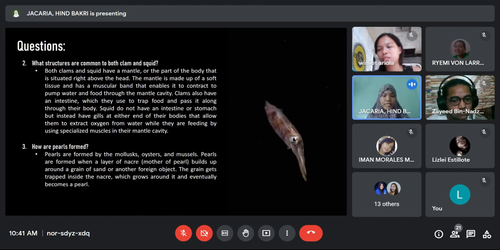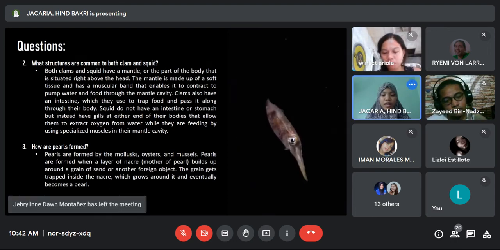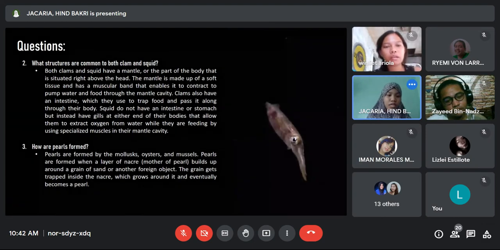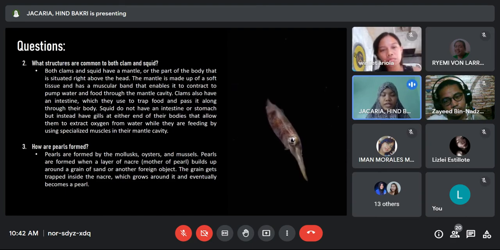So for the third one is how pearls are formed. So we can see pearls in the phylum Mollusca because these pearls are made when a foreign particle is trapped inside a mollusk. So it builds up as time goes by, and then eventually it will form a pearl. Then the duration of pearl formation ranges from 6 months to several years.